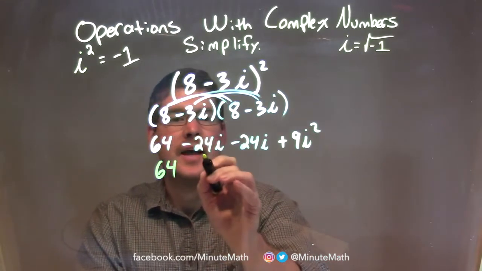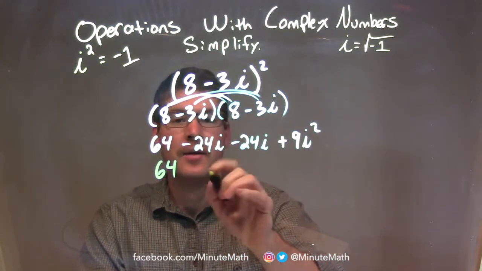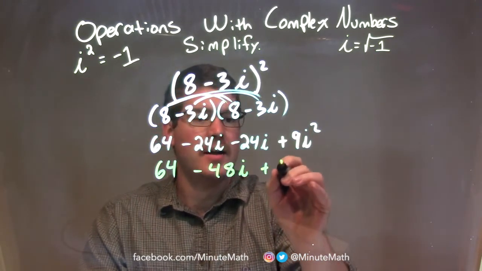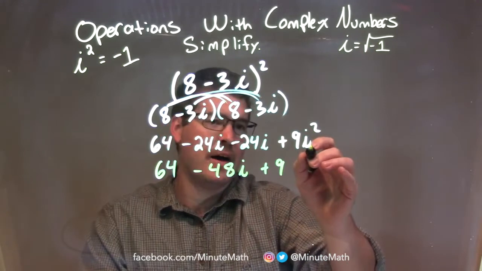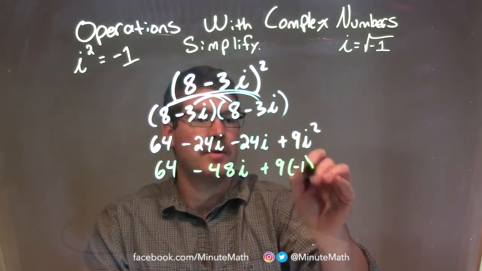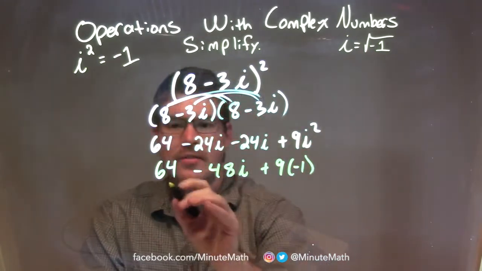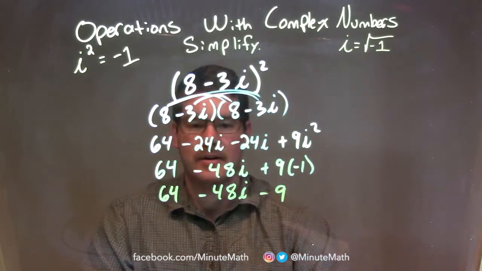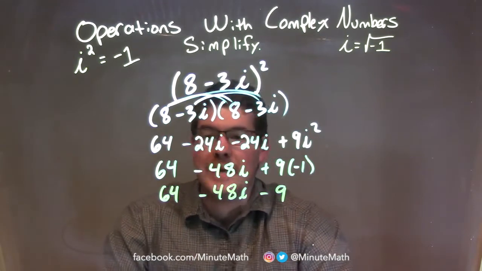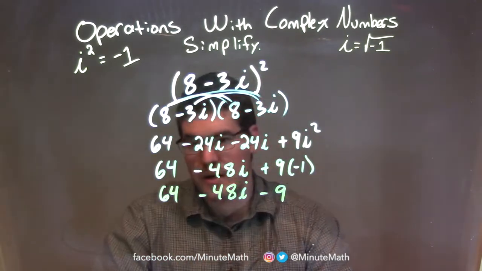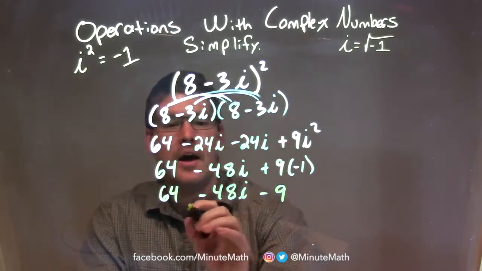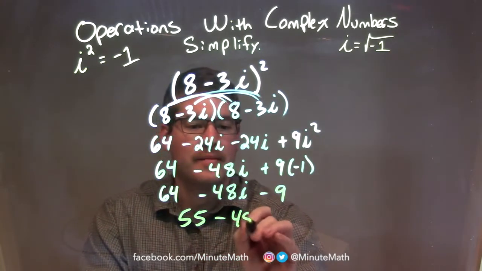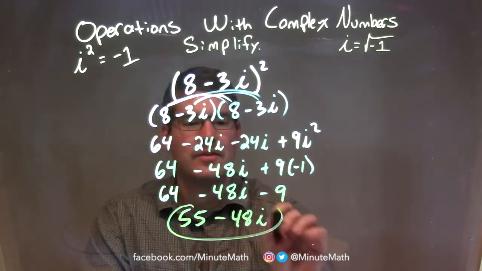Well, let's simplify this. 64 comes down. Negative 24i minus 24i comes out to be a negative 48i. And then the 9 here times i squared, we know i squared is a negative 1. Well, really, that's a negative 9, right? So we have 64 minus 48i minus 9 right there. Now to combine 64 plus a negative 9 is 55. So we have 55 right there minus 48i, and that is our final answer.